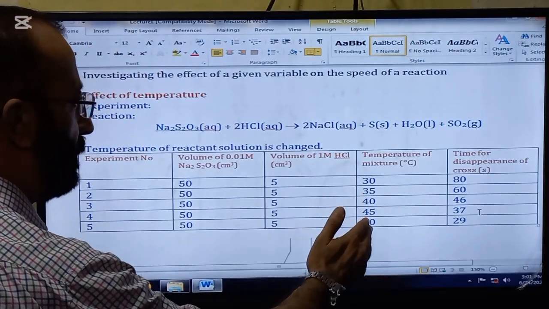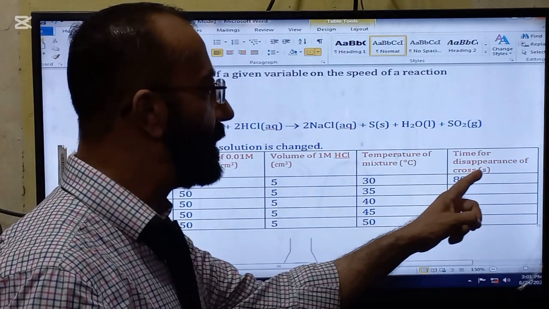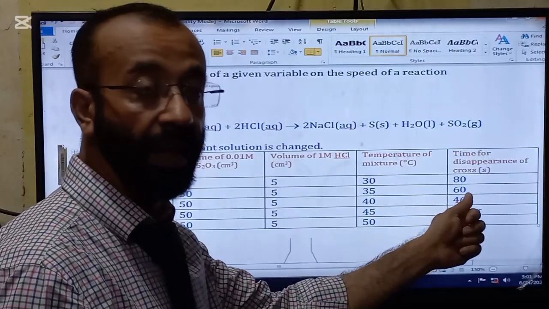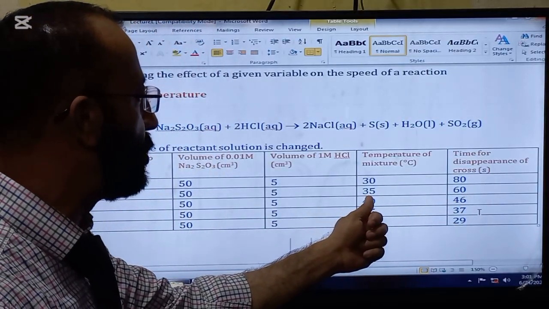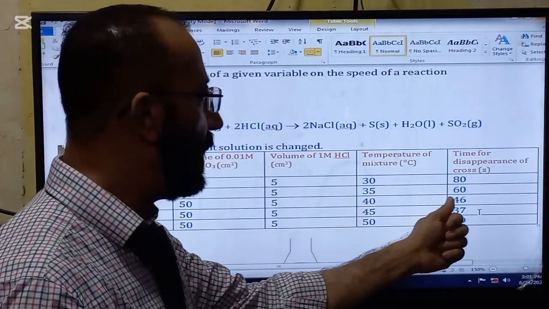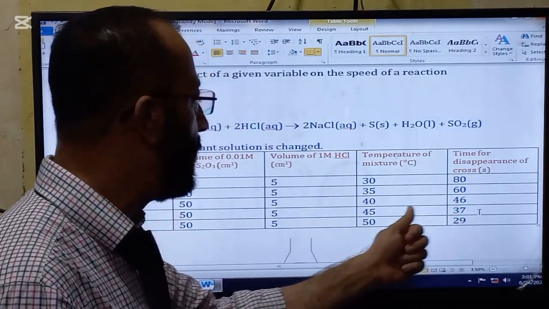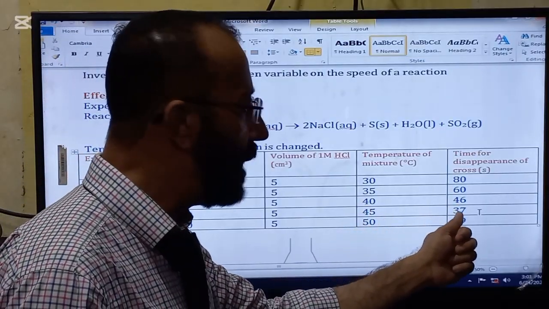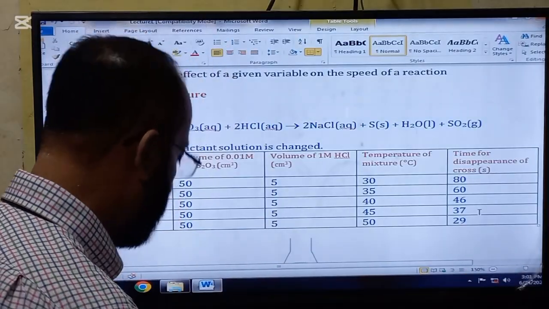So only temperature will be changed, and you will see that the cross disappeared in the first experiment after 80 seconds. In the second experiment, when the temperature rises to 35 degrees C, the time will be lesser, that will be 60 seconds. And gradually, when the temperature rises, less time will be there for the cross to disappear. So look now.